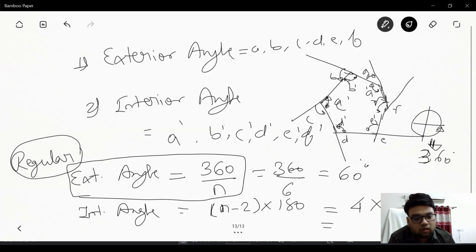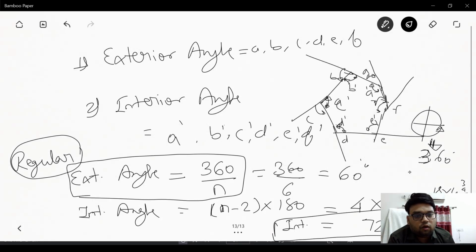What will be the result? 180 cross 4 is 720. So 720 degrees is the sum of the interior angles. Understand? The sum of the interior angles will be equal to 720 degrees.